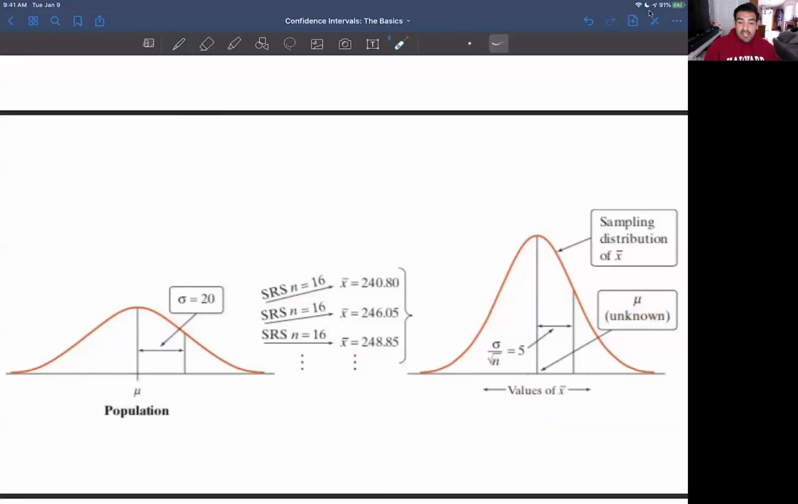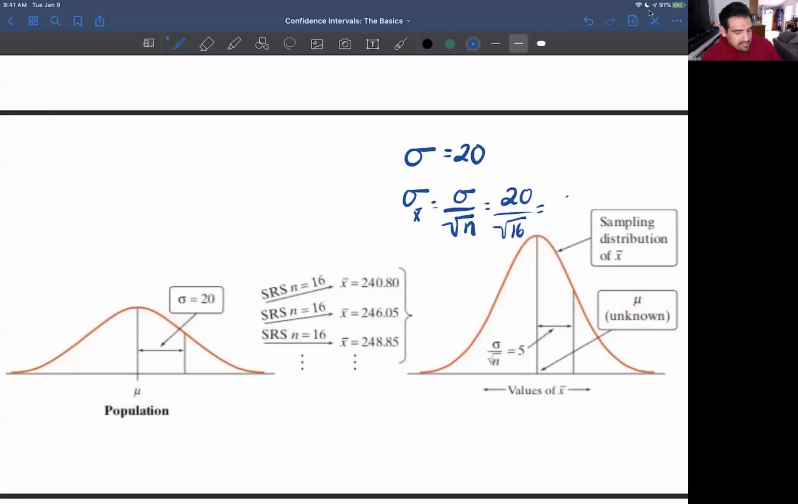The standard deviation here, remember, is based off of what we calculate. Technically, in this example, if the population standard deviation is 20, remember, we're dealing with sample means, I know that the sampling distribution's standard deviation is sigma over the square root of n, which here is 20 divided by the square root of 16, giving us 5. So for my sampling distribution, I can say it has a standard deviation of 5 in this example.